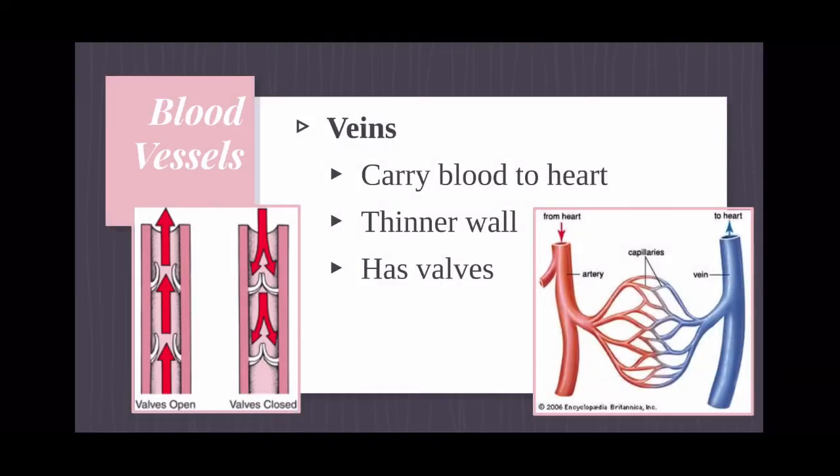So if we go back a second in this picture in the bottom right, you see the red portion of the picture to the left. Those are going to be arteries, because you see at the top it says from the heart. So arteries carry blood away from the heart. The capillaries are really, really tiny, and that is where gas exchange happens. The red is representing blood that has oxygen. The blue is representing blood that does not have oxygen.